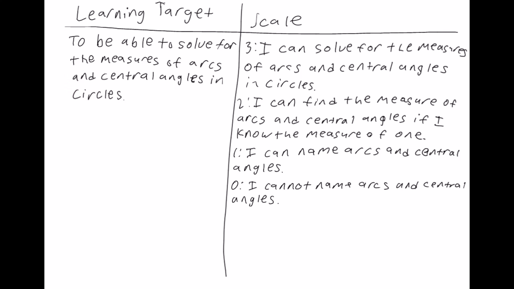For the scale 3, you can solve for the measures of arcs and central angles in circles. 2, you can find the measure of arcs and central angles if you know the measure of one. So if you know the measure of an arc, you can find the measure of a central angle, and vice versa. 1, you can name arcs and central angles. And 0, you cannot name arcs and central angles. Let's get started.